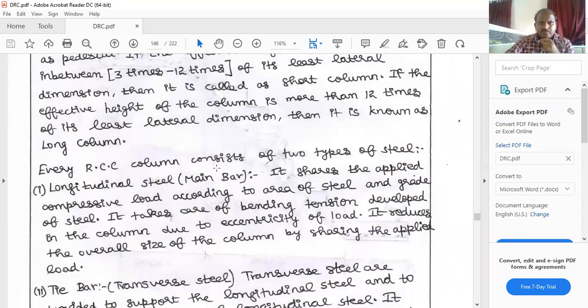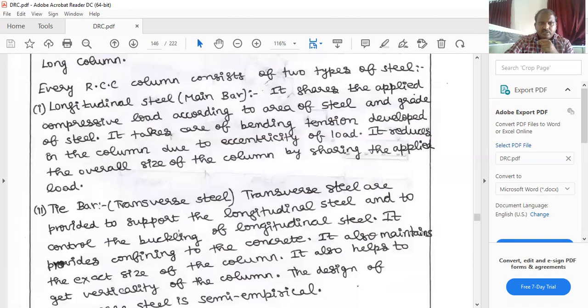Every RCC column consists of two types of steel. The first one is longitudinal steel, that is the main bar. It shares the applied compressive load according to the area of steel and the grade of the steel. It takes care of the bending tension developed in the column due to eccentricity of the load. It reduces the overall size of the column by sharing the applied load.